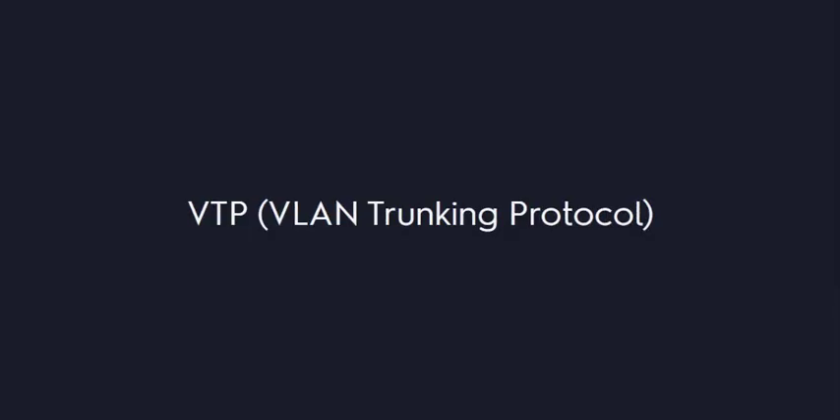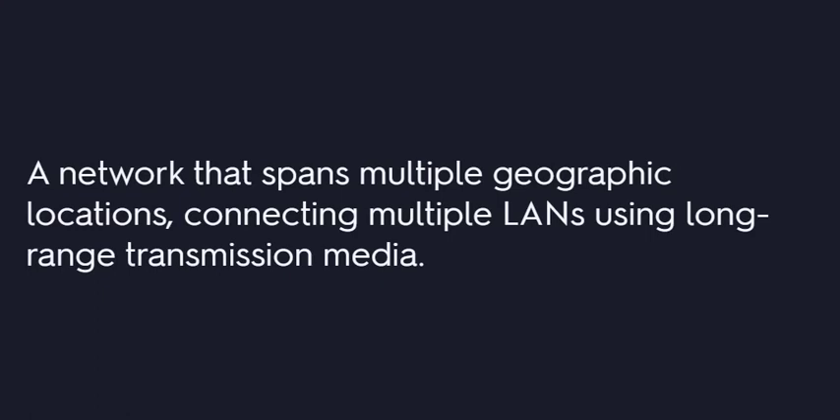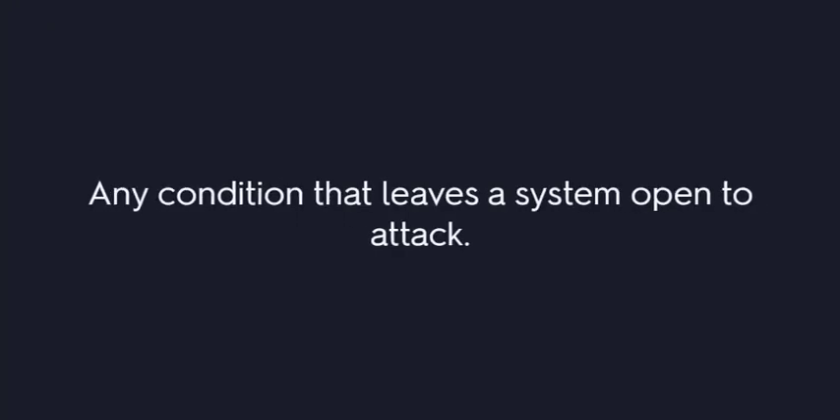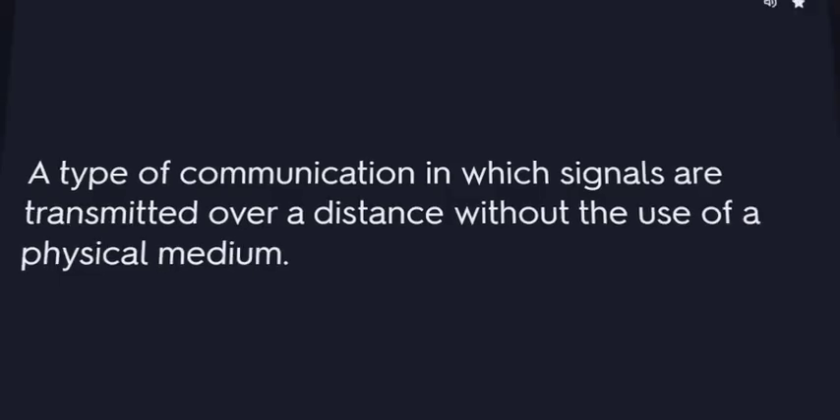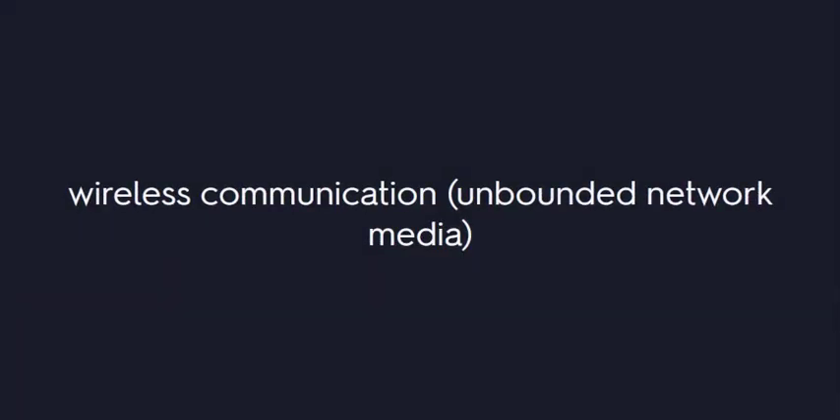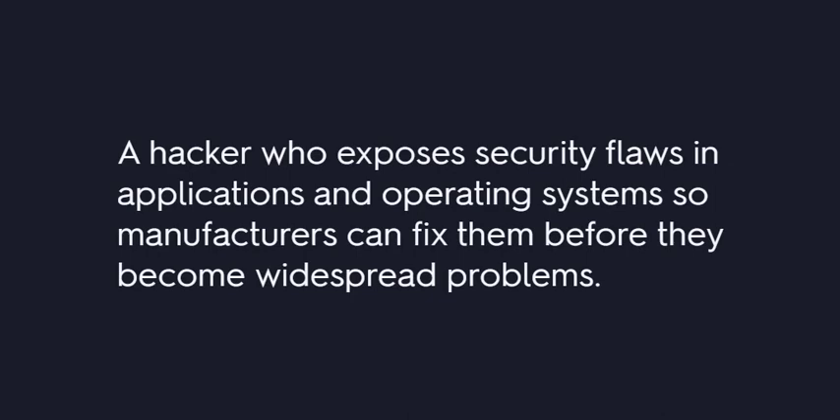VTP. A network that spans multiple geographic locations connecting multiple LANs using long-range transmission media. WAN. Any condition that leaves a system open to attack. Vulnerability. A type of communication in which signals are transmitted over a distance without the use of a physical medium. Wireless communication. A hacker who exposes security flaws in applications and operating systems so manufacturers can fix them before they become widespread problems. White hat.